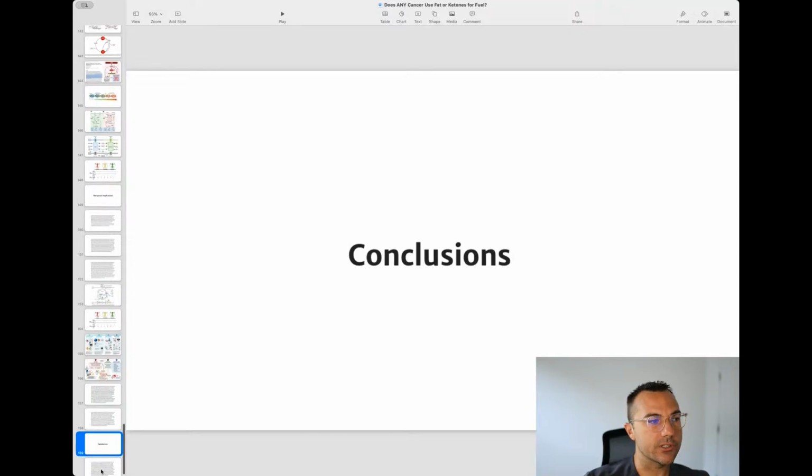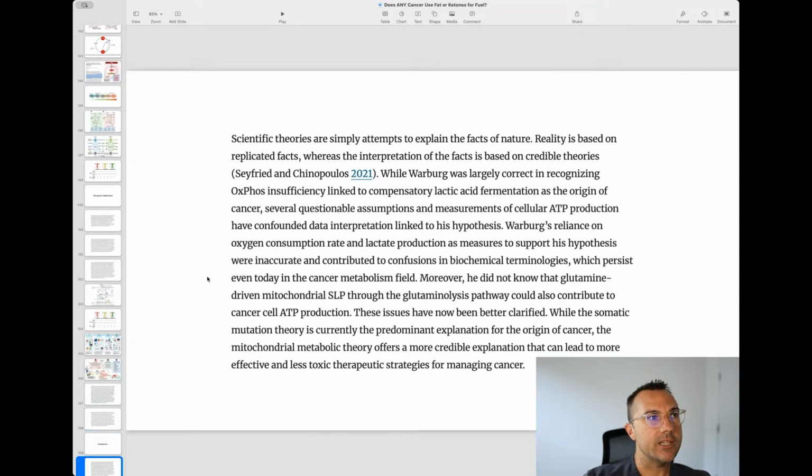Let's go to the conclusions. Let's finish this paper out. Scientific theories are simply attempts to explain the facts of nature. Reality is based on replicated facts, whereas the interpretation of these facts is based off of credible theories.